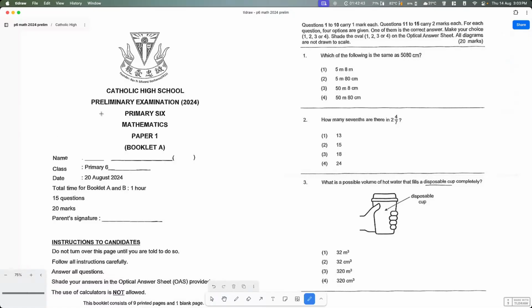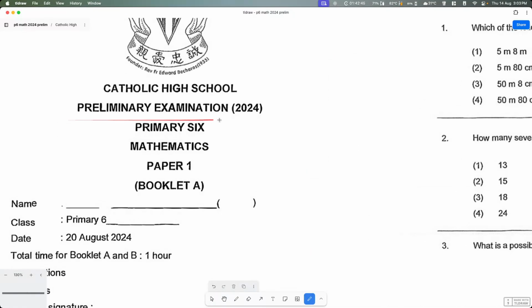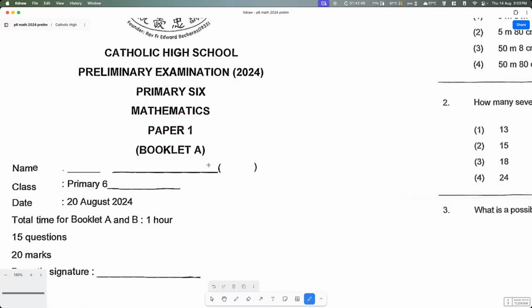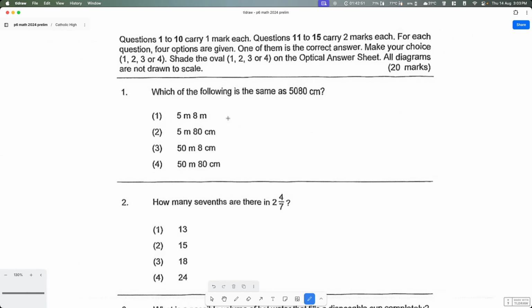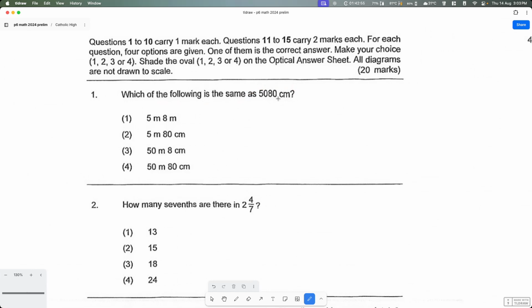In this video, we're going to go through Catholic High School Preliminary Examination 2024, Primary 6 Math Paper 1. So let's get started on the first question. Which of the following is the same as 50 and 80 centimeters?